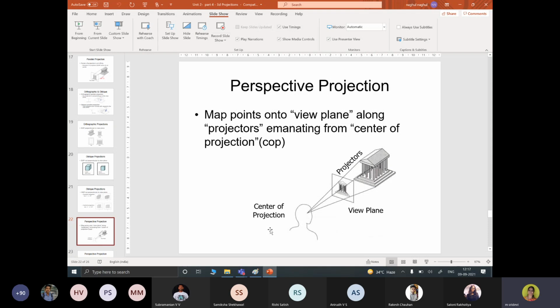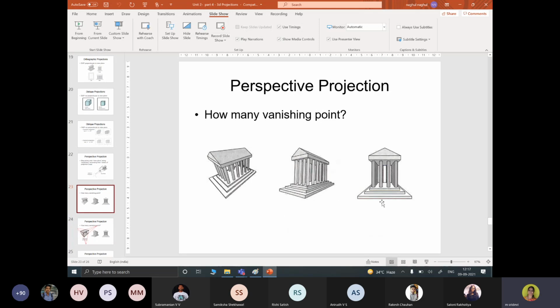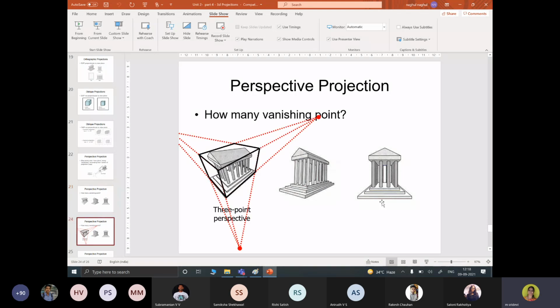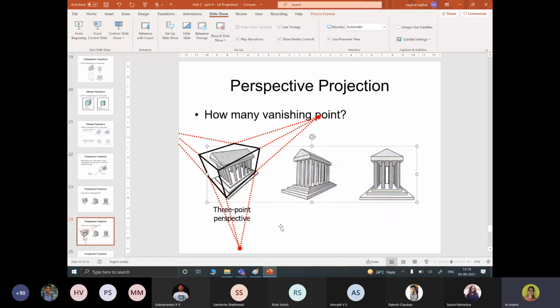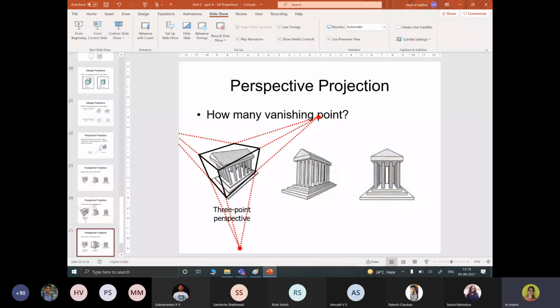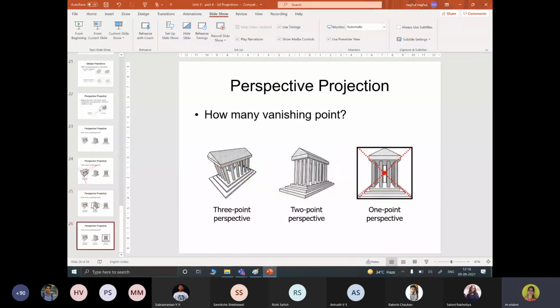Next comes the perspective projection. In the case of perspective projection, the center of projection is at a finite point. That is one difference from a parallel projection, and the projectors are not parallel. That is the other difference with respect to parallel projection. We have different vanishing points. Based on the viewpoint, we get different vanishing or converging points. Either it can be 1, 2 or 3. We can see 3 different points here. It's called 3-point perspective. And the next cases are examples of 2-point perspective and 1-point perspective.